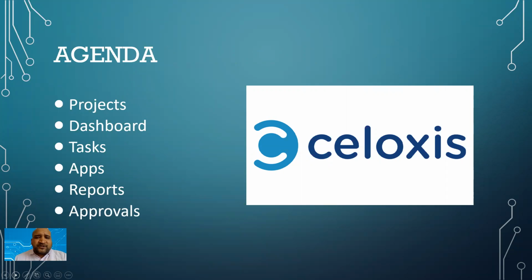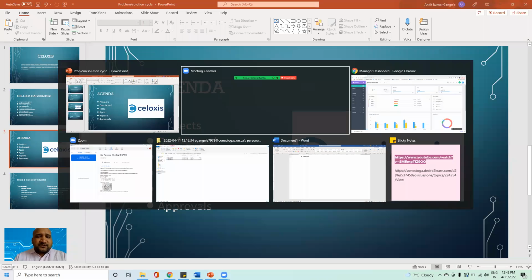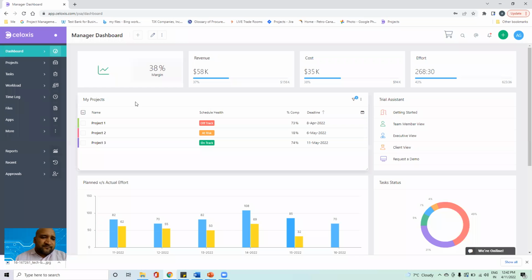Now, moving on to the agenda of our video today, we'll be talking about projects. What are dashboards in Celoxis? How you can access tasks and what is the visibility? Different apps that are there. What are the different levels of reporting that can be done with Celoxis? And how does the approval mode work? So now, without wasting any time, let's quickly jump on to the Celoxis tool itself.